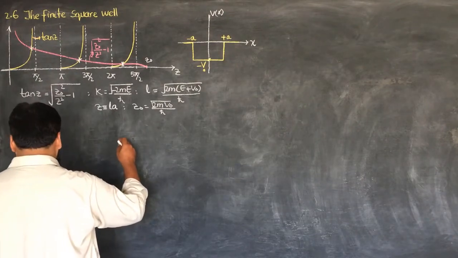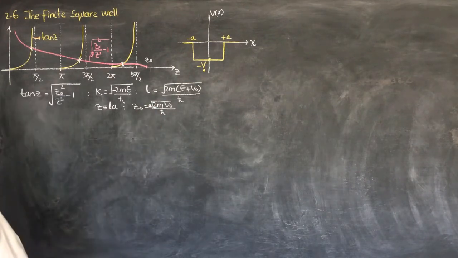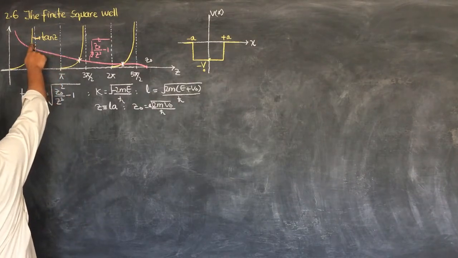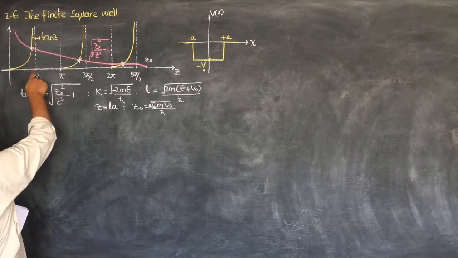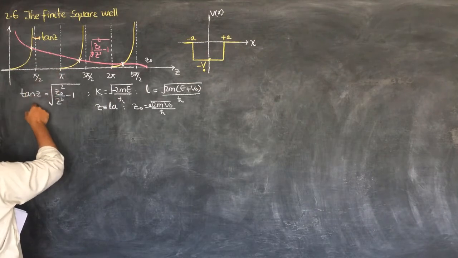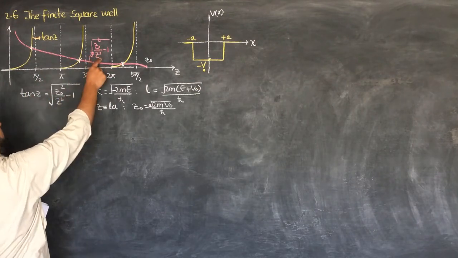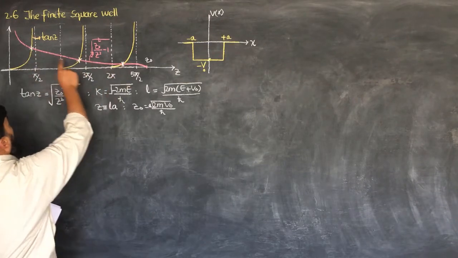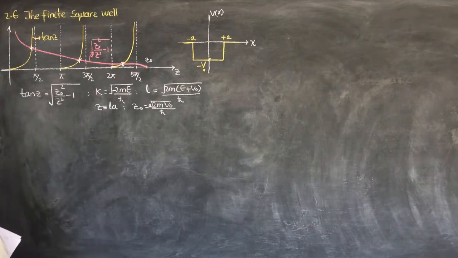Here we are having a as well. So based on this, we found the solution. We plotted tangent z, and these are only the even solution. The odd solutions are here, and it will come like this. The z naught square by z square we have plotted, and the cross sections or the touching points are actually the solution of our finite square well.